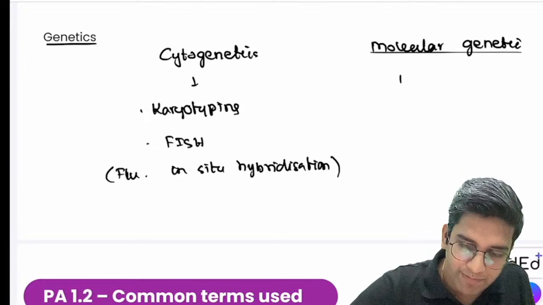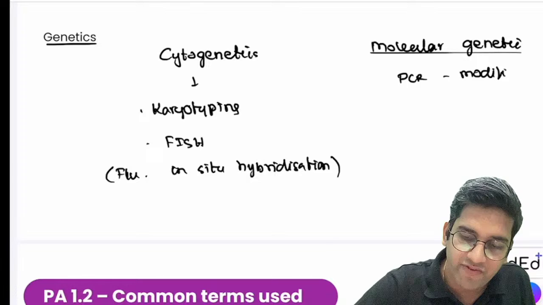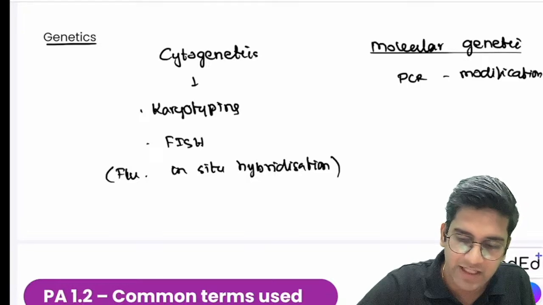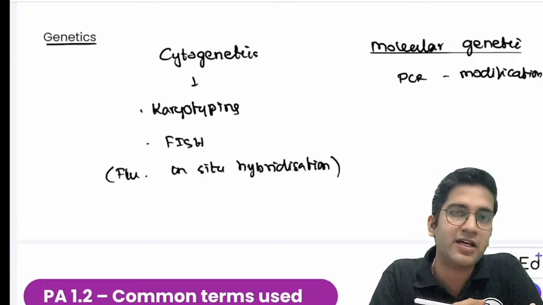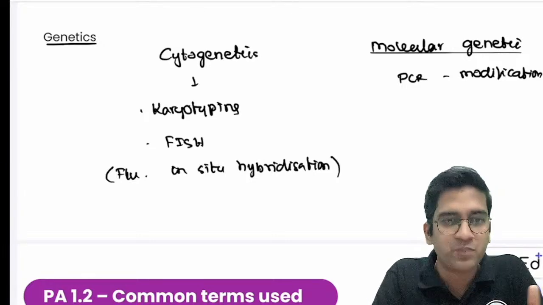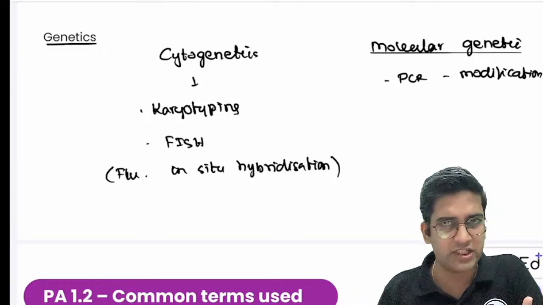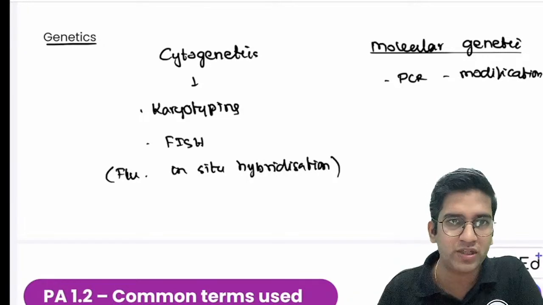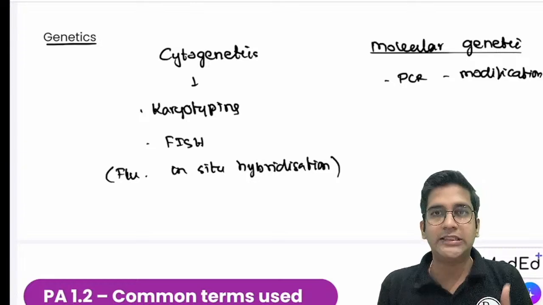PCR, right? PCR and its modifications. RT-PCR is a modification of PCR. So I'm just writing PCR and its modifications. PCR, real-time PCR, reverse transcriptase PCR, all the modifications of PCR come under molecular genetics, right? Just the basic things. There are many more tests which come under molecular genetics. At least we have to know about PCR, right? So these are about genetics. So I have 4 departments in pathology. This is what I do.